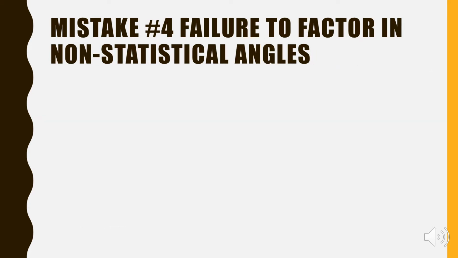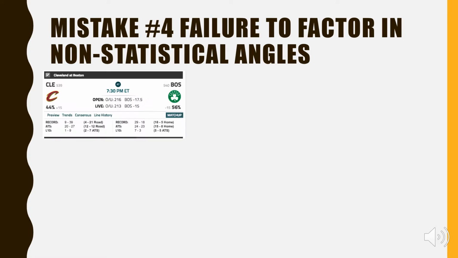On to mistake number 4. Failure to factor in non-statistical angles. Now, this is really interesting. Let's take a look at this box score from this past week. Cleveland was playing Boston. Boston was favored to win by 15. So let's say you handicap this game and you saw Boston was going to win by 20. So you have some value there. That was your stat model.